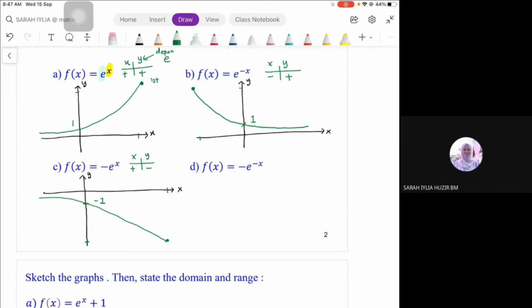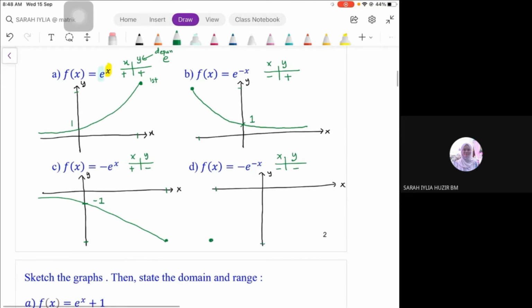And then last one, negative e to the power of negative x. So, x is negative, y pun negatif. Sebab depan x tu ada negative sign, depan exponent pun ada negative sign. Graf kita akan bermula dekat third quadrant, sebab dua-dua negatif sekarang ni. Saya ambil plot point paling jauh on third quadrant and then tarik approaching x-axis.